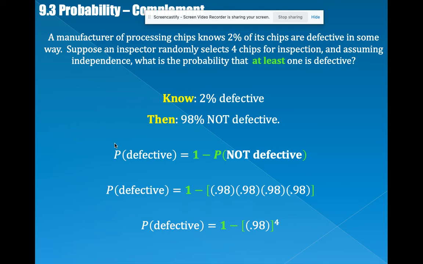Succinctly, I could write it like that. And when I was done with that, I got 0.078, I think. Check my math on that. I hit my calculator keystrokes right. I got 0.078, which of course would be 7.8%. Okay, pretty good. So let's go to the 2 examples that you have on your note sheet.